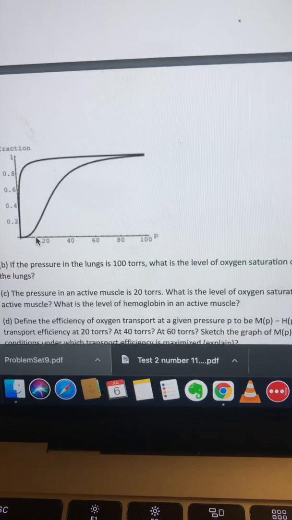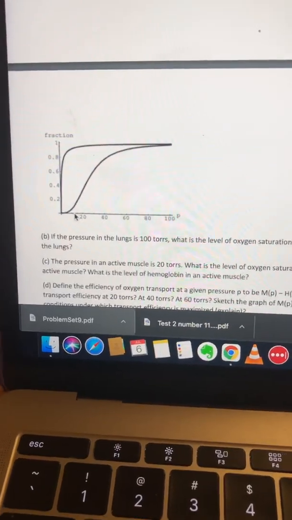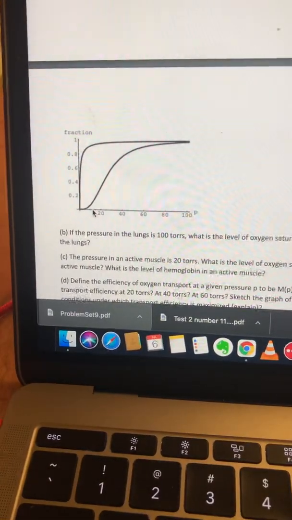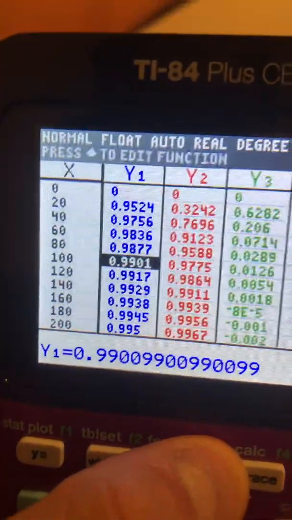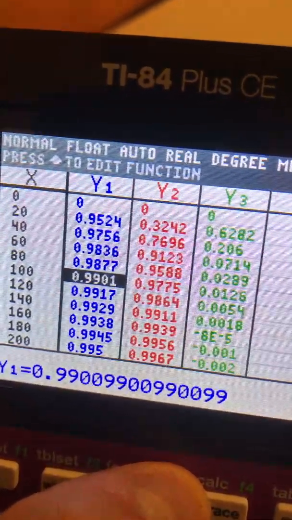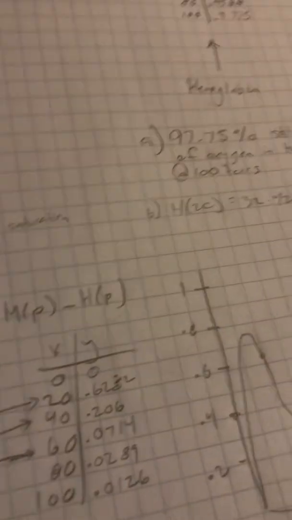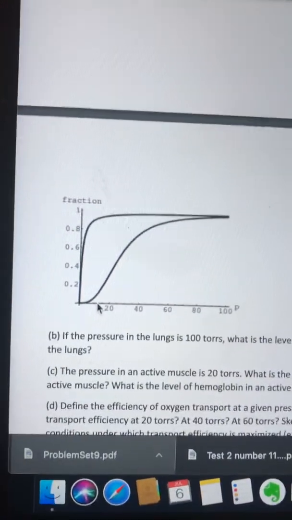Okay, next question. The pressure in an active muscle is 20 torrs. What is the level of oxygen saturation of myoglobin in an active muscle? Meaning, what's the oxygen saturation when P is 20? What is the level of hemoglobin in an active muscle? So again, our table makes it really easy. When X is 20, we have 95.24% and 32.42%. You can see that on our table here. And it makes sense if you look at our graph. It takes a little while for the hemoglobin to catch up.